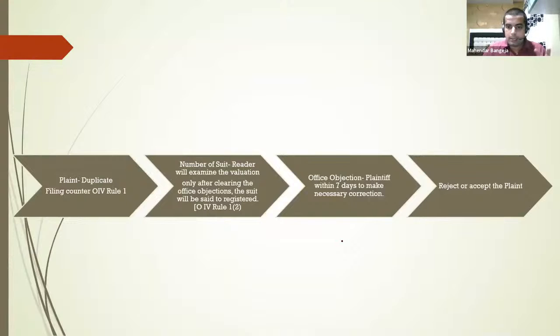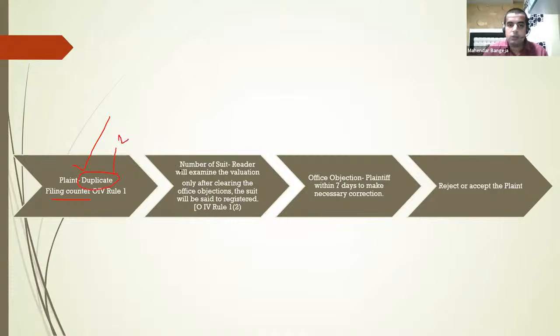Now let us understand the procedure involved in a civil suit. The first thing that you do in a civil suit is file a plaint. The plaint is presented before the filing counter, and it is presented in duplicate form. That is, two copies you will have to present.